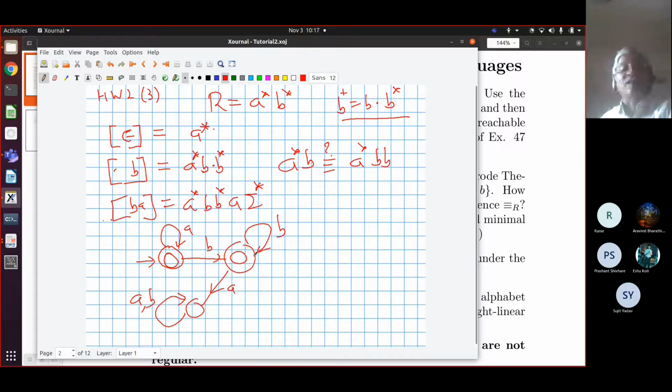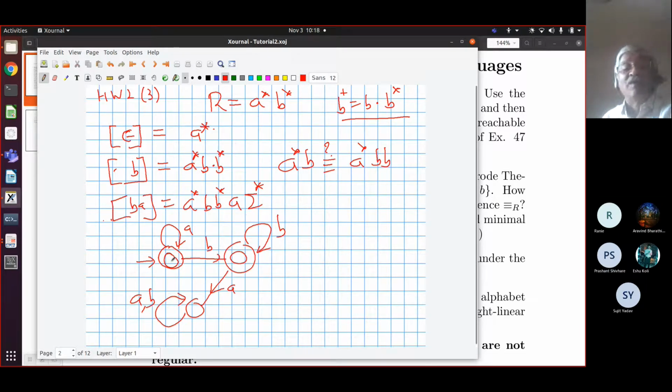Now I can easily see that this is actually a minimal automaton because I cannot equate any two states of this automaton. So I'm going to have three classes in the language induced equivalence for this, because it is the same as the number of states in the minimum automaton.